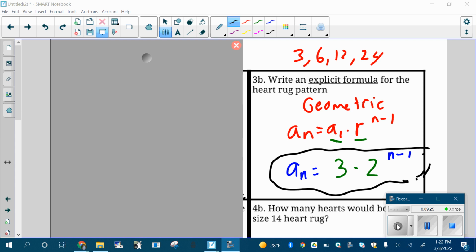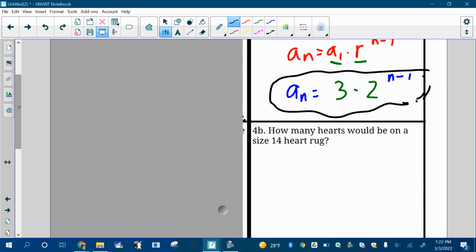Okay, so this next part's asking us, now that we have our explicit formula, to actually use it. It says, how many hearts would be on a size 14 heart rug? So they're telling us the size, they're telling us n, and they're asking how many hearts would be on it. Okay, so I'm going to plug 14 in for n.